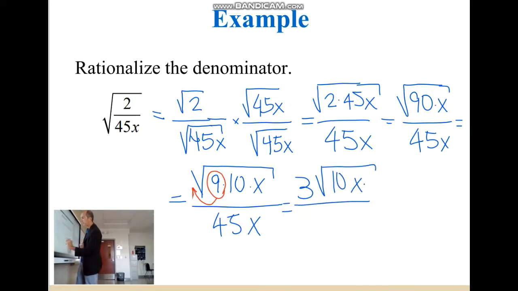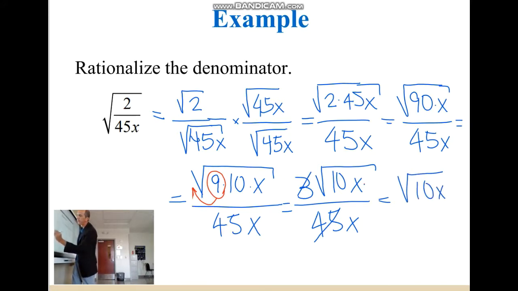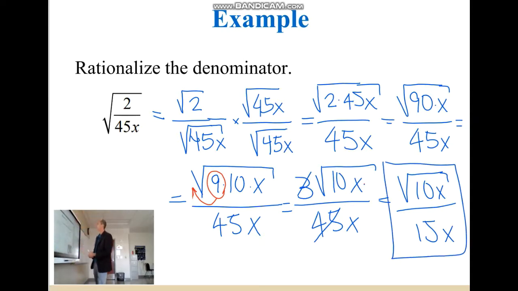over 45x. And we can also simplify, because we can divide 45 by 3, and then you have square root of 10x over 15x. And this is the result, the simplification and the rationalization of the denominator.